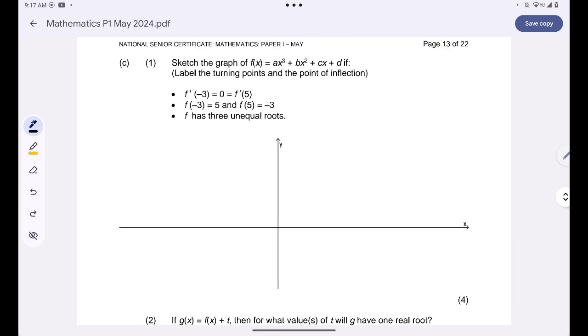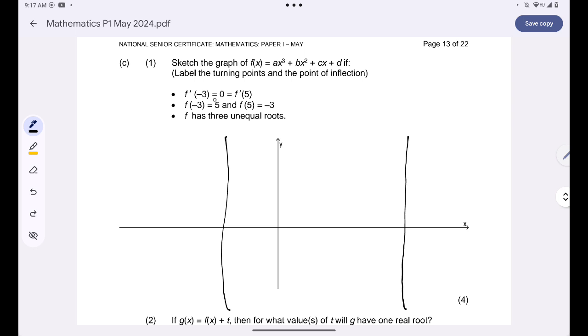Okay, we are told to sketch the graph of f of x, right? It's a cubic function. We are told that f prime of negative 3 and f prime of positive 5 are both equal to 0, which simply means that when x is negative 3 and when x is positive 5, we have turning points. Are we together? And then we are told that when x is negative 3, the corresponding y value is positive 5, and when x is positive 5, the corresponding y value is negative 3, right?